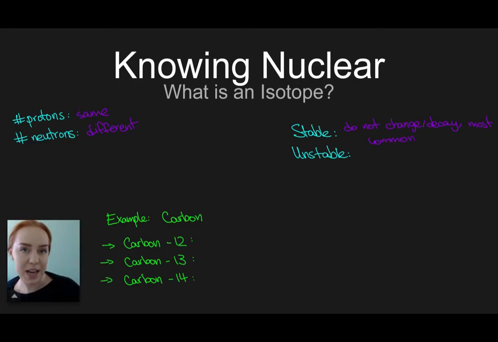Okay, on the flip side of this, we have unstable isotopes. These ones do undergo radioactive decay. They do transform into other elements. And because of this, they are less common.